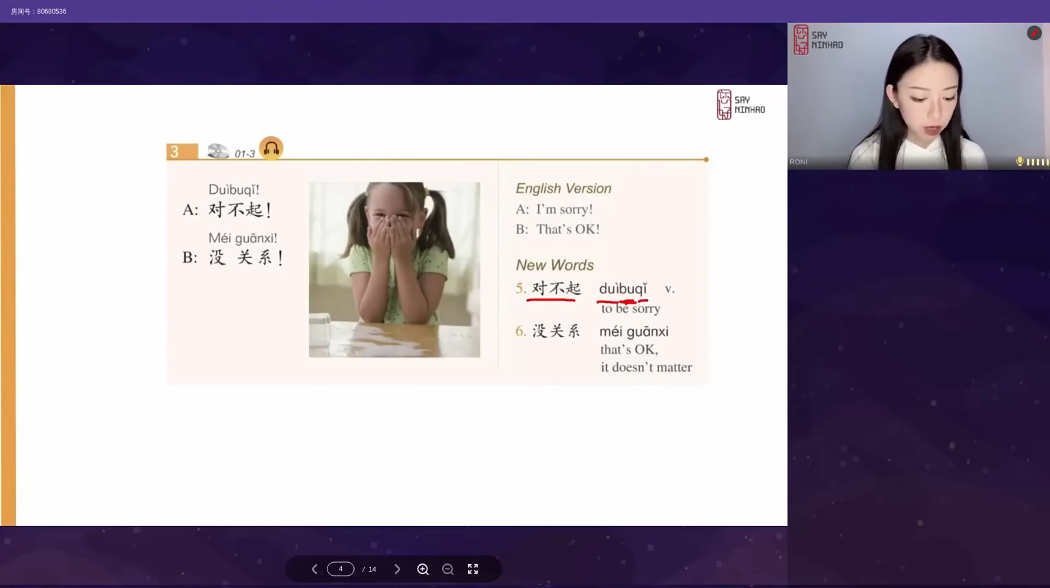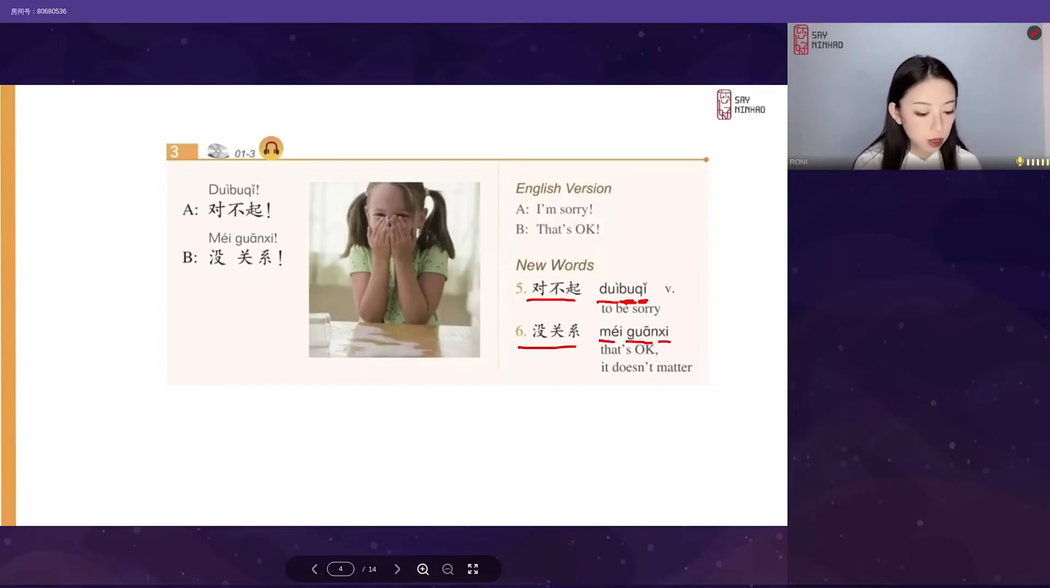And the second character is the neutral tone. We cannot see a tone mark here, so it is a neutral tone. So we should pronounce it soft and quick. So it is 不. And next one is 起. Initial is q and the final is i and the tone is third tone. So 起. Put them together, we can get 对不起. Read after me, please. 对不起. It means sorry.